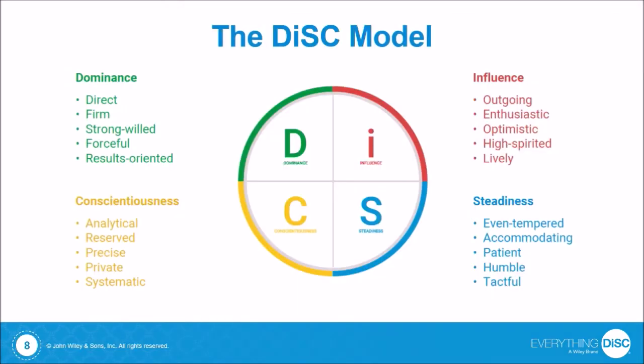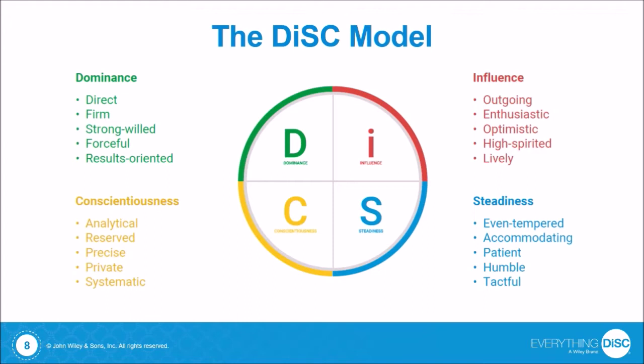Fast forward today, this is what Dr. Marston's DiSC model looks like. It is broken out into 4 different unique styles: D for dominance, I for influence, S for steadiness, and C for conscientiousness. And the DiSC model has been used for decades to help people understand themselves better.